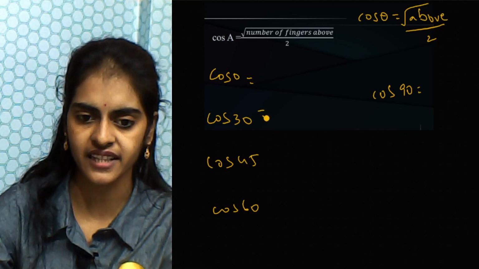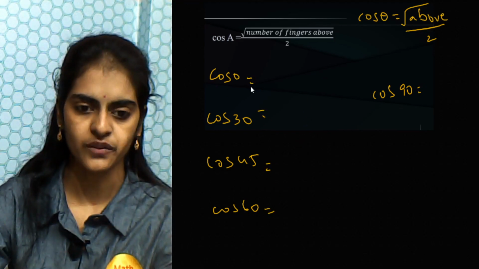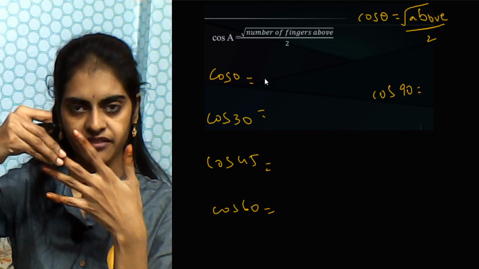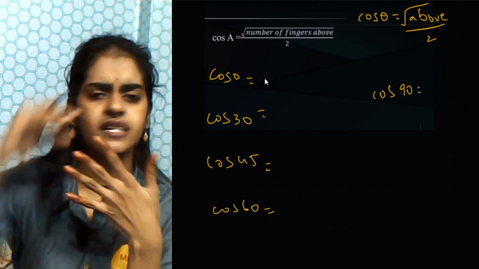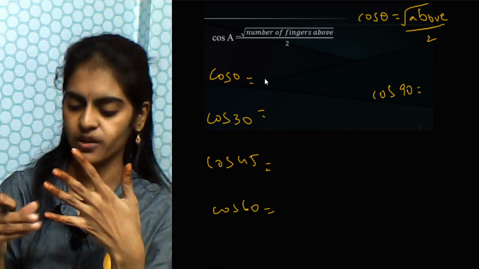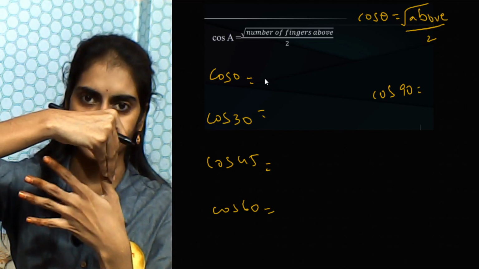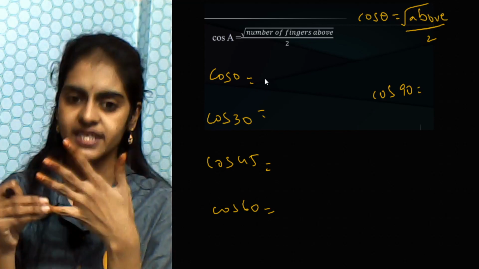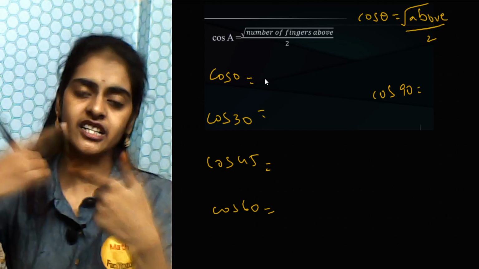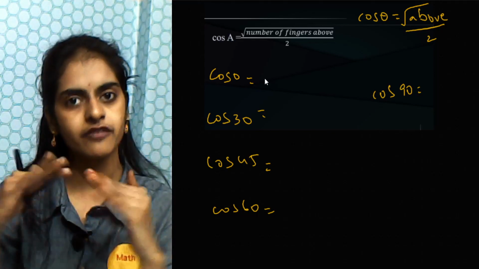So let us find these values now. Just see cos 0. I told you again, this is 0, 30, 45, 60, 90. Simple trick this is. Just you have to see once, understand, practice once. Now I want cos 0. What is the formula? Formula is number of fingers above, the reverse formula. For sine you said number of fingers below. For cos you are saying number of fingers above.